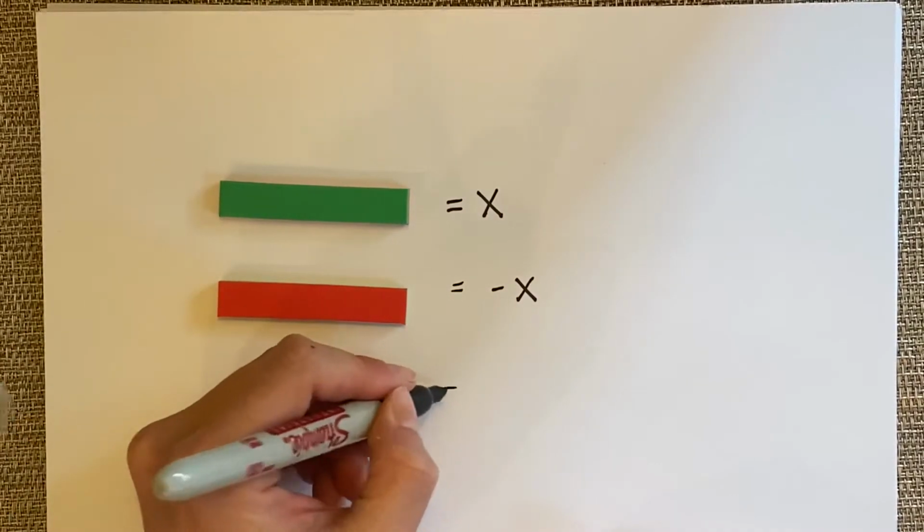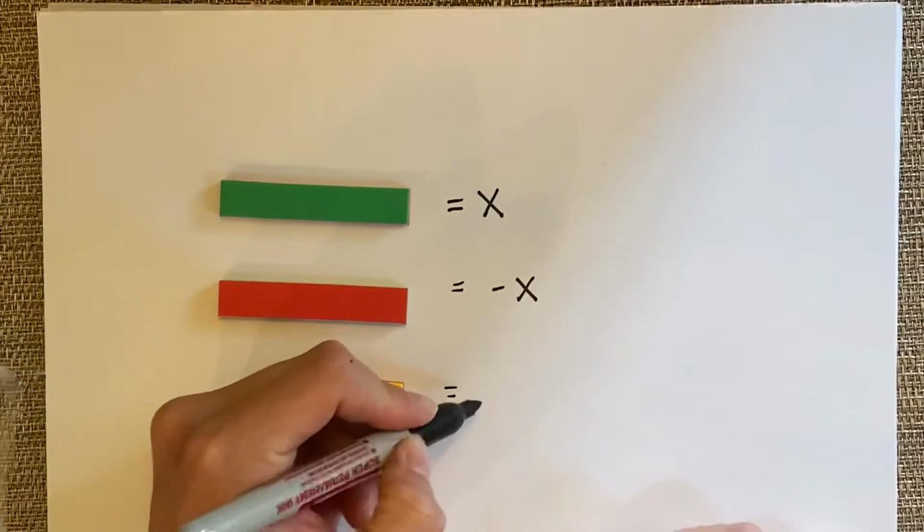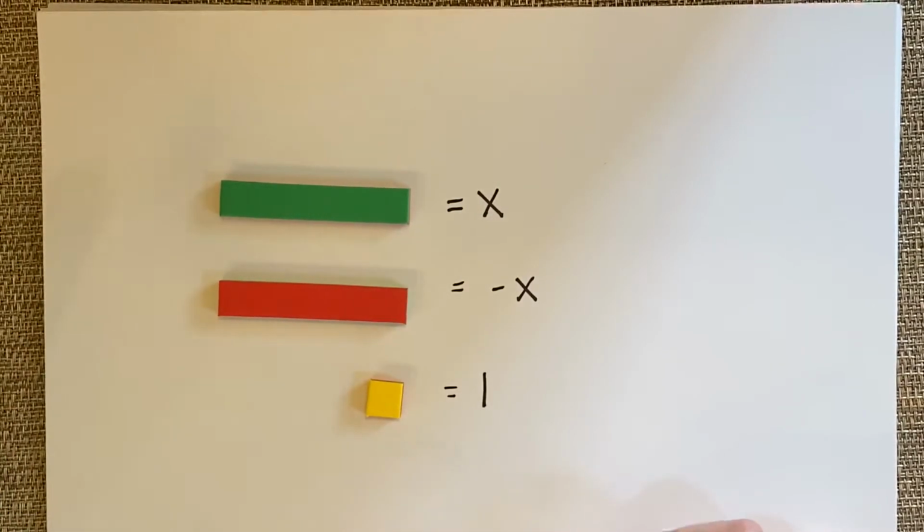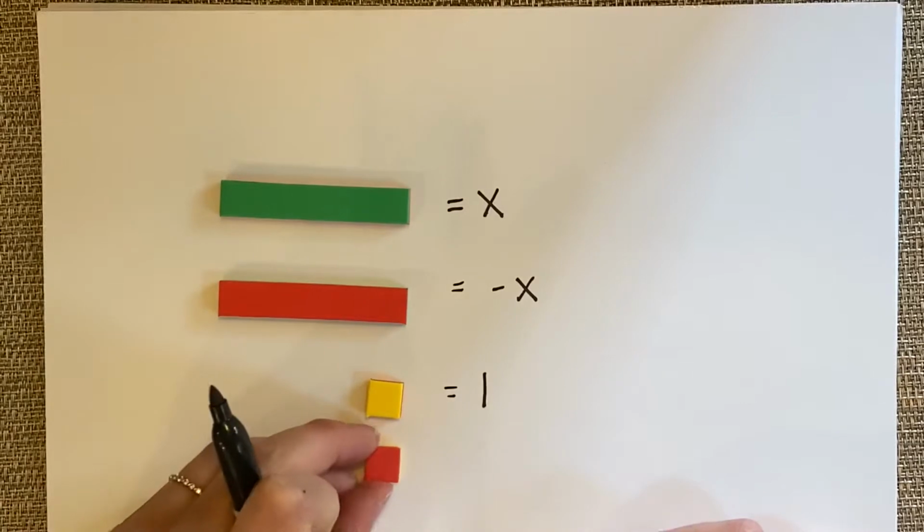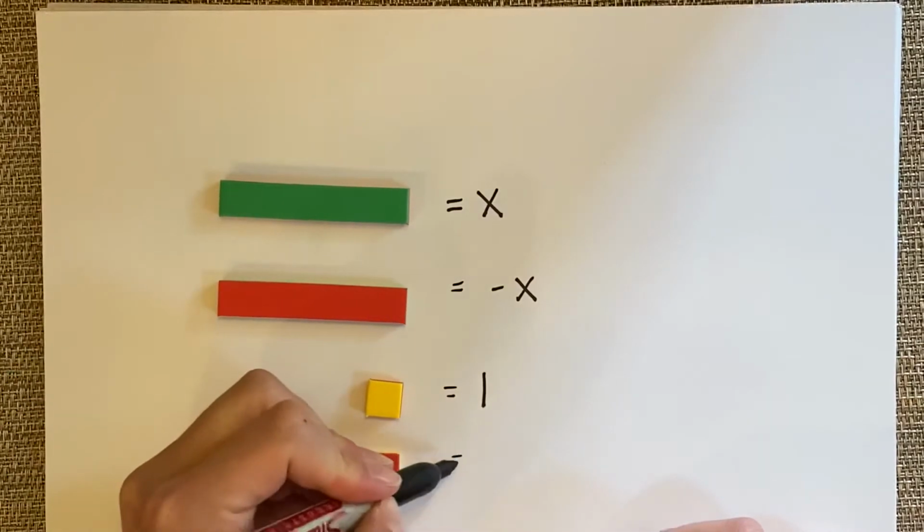This yellow square represents a unit, or a positive 1, so I'll refer to those as units a lot of times. The red square is negative 1.